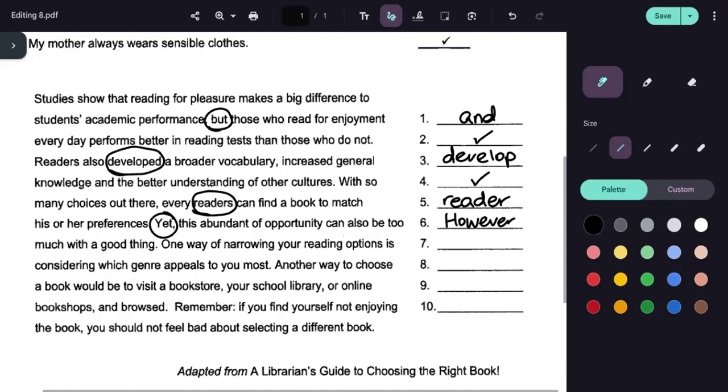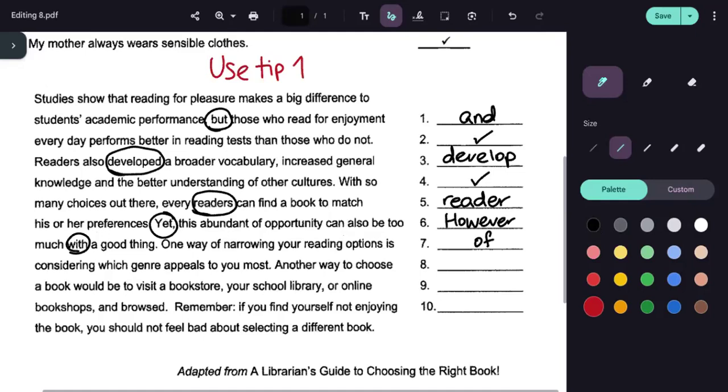Okay, next one. "But can also be too much of a good thing." "Can be too much with a good thing" does not make sense. "Can be too much of a good thing" makes sense. So use tip one. This one I'll give you a hint. If you don't know what tip one is, it means you read and understand whether the original is sensible. If it's not sensible, you can immediately change. Don't need to wait.